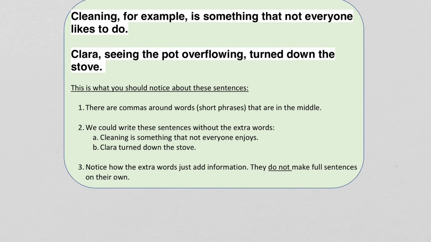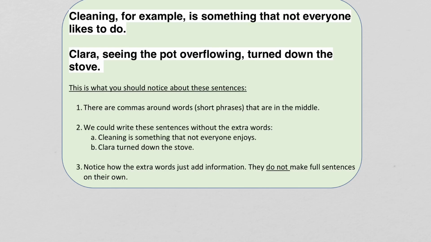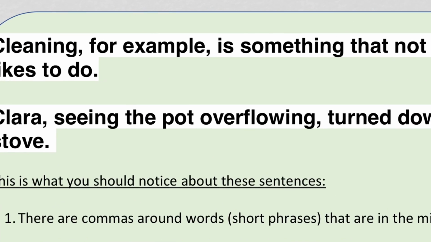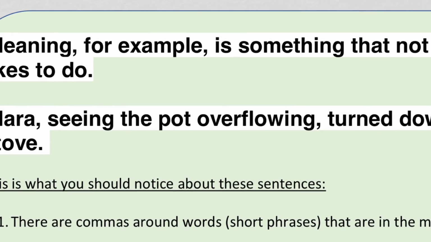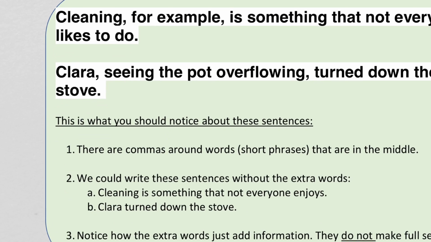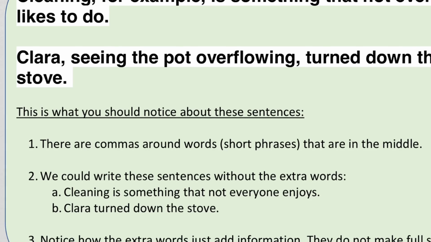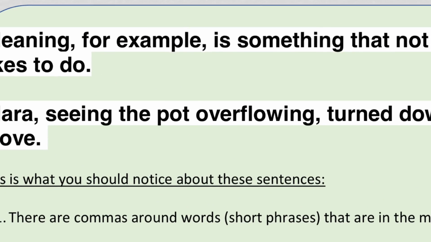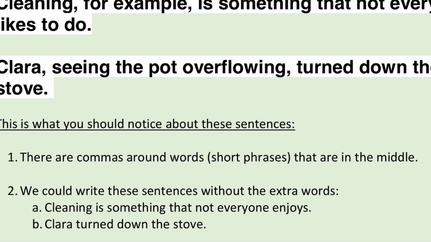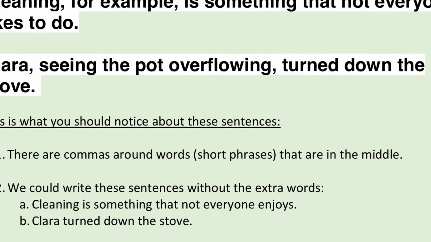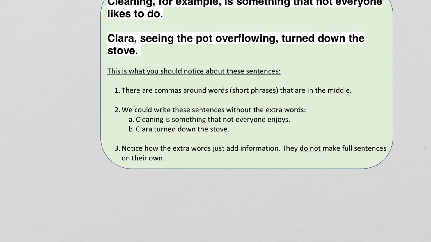So this is what you should notice about these 2 sentences. Number 1, there are commas around words or short phrases that are in the middle. So we've got commas around the words for example in the first sentence, and in the second sentence we have commas around seeing the pot overflowing, right? Comma, for example, comma. Comma, seeing the pot overflowing, comma, right?